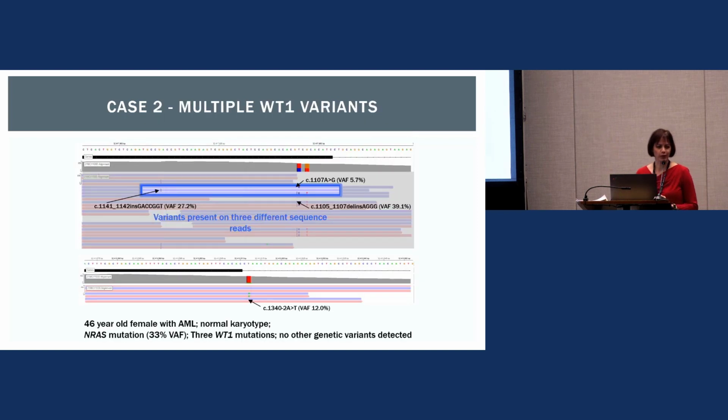This is not the only case where we've had multiple mutations in the same gene and same patient. This is an example of an individual with multiple WT1 variants. We have 3 different variants in this individual here, ranging in allele frequency from 5.7% all the way up to almost 40%. And they all occur on different sequence reads in our NGS, again indicating that these are either in trans, in cis, we can't tell, but because there's 3 different populations, obviously there's more than one subclone that has these mutations.